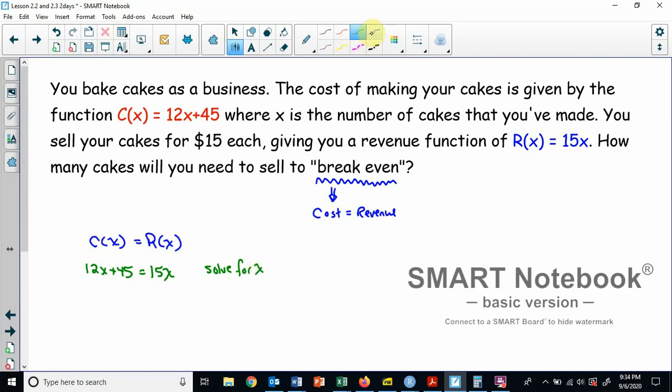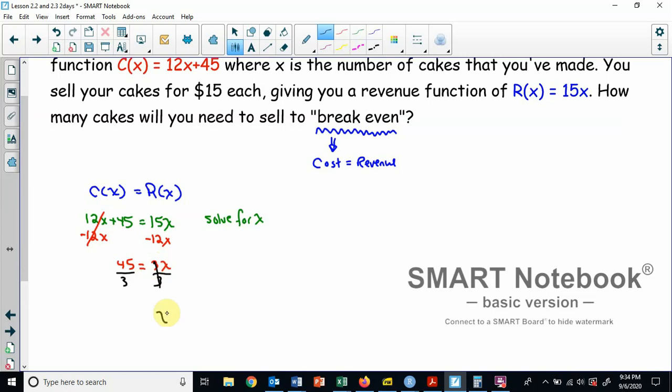And so we'll do the same solving steps that we always do. Any fractions to kill off? No. Anything to simplify, distribute, or combine? No. Do I have my x's on the same side? No, I gotta fix that. So let's subtract 12x from both sides. So 45 equals 3x. Now I can solve. All I need to do is divide both sides by 3. So how many cakes will I need to sell to break even? So x equals, let's see, 45 divided by 3 is 15. You'll need to sell 15 cakes before you start making a profit.